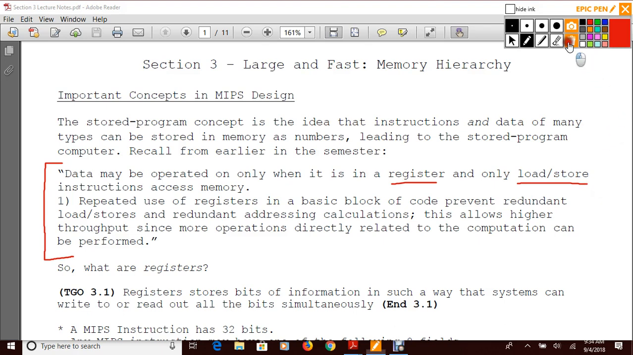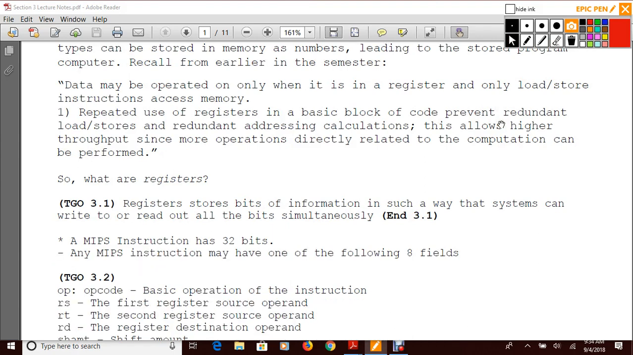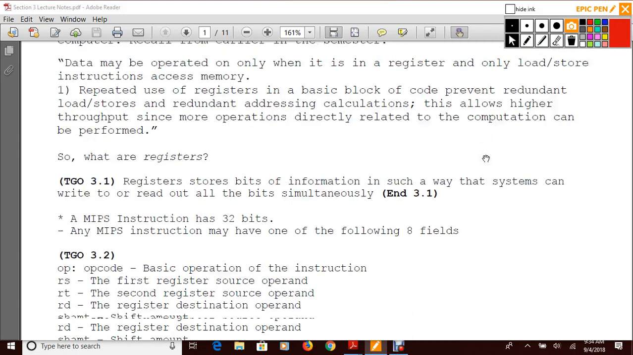First, let's formally define what a register actually is. Registers store bits of information in such a way that systems can write to or read out all of the bits simultaneously. The bus that reads in and out of the registers in MIPS is 32 bits. We have a read signal or a write signal. If it's a read signal, it puts the value on the output, and then we use a multiplexer to determine which register we actually want to get.